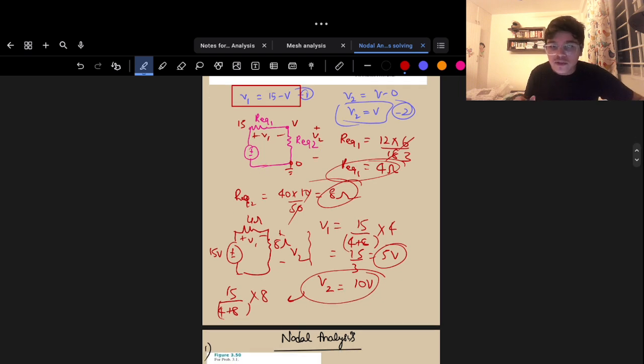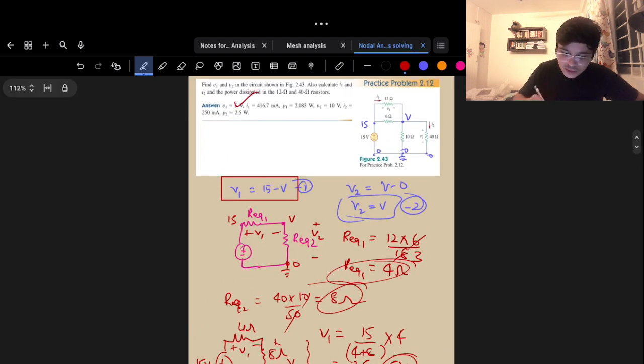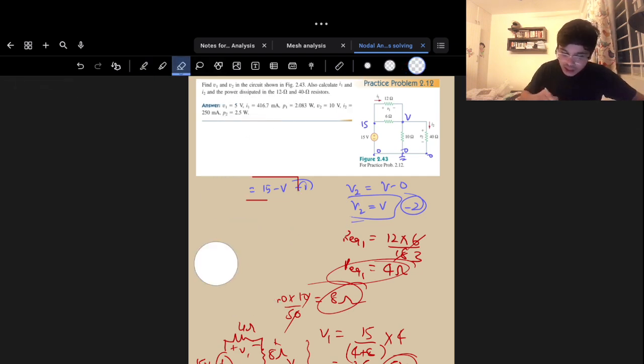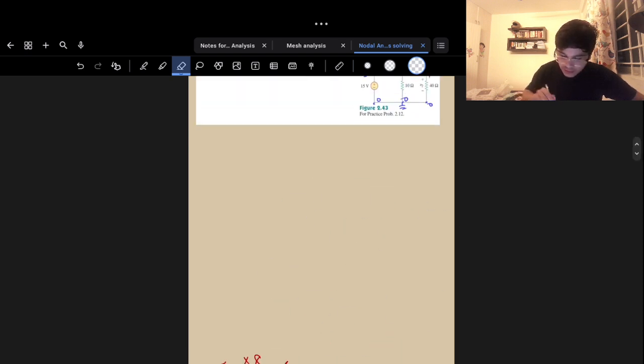So that will give me the values of V1 and V2, and that's there. This is a very straightforward question. So you got this. This is 5 volts and this is 10 volts. Right now, let's solve for some other things, whatever is given.